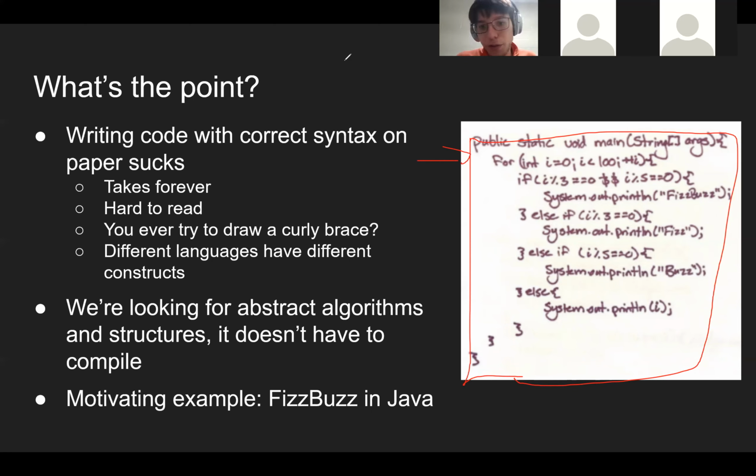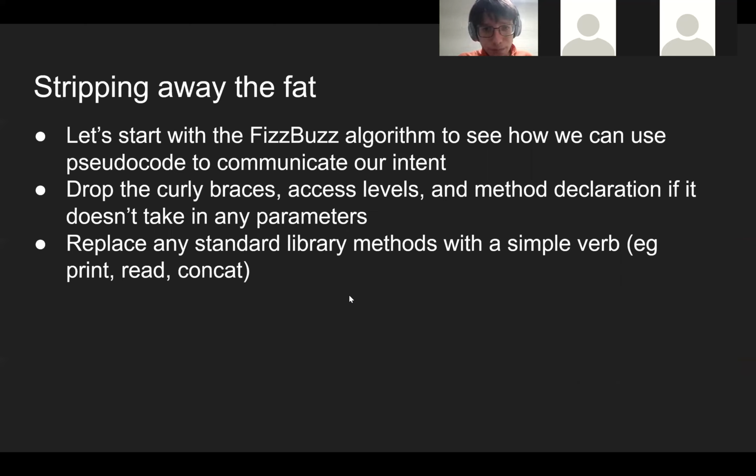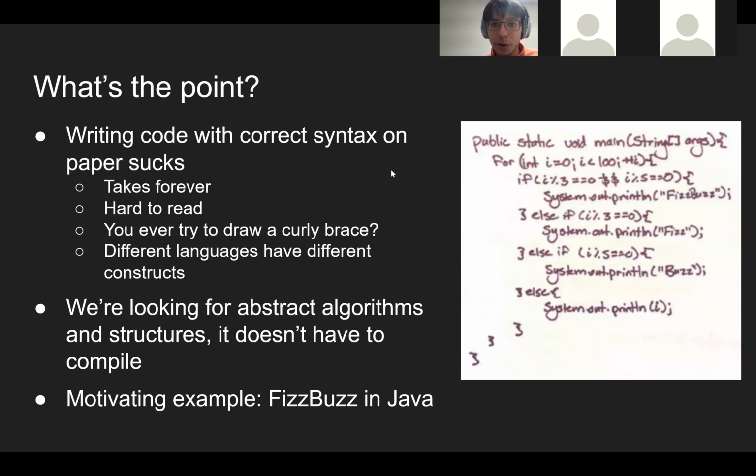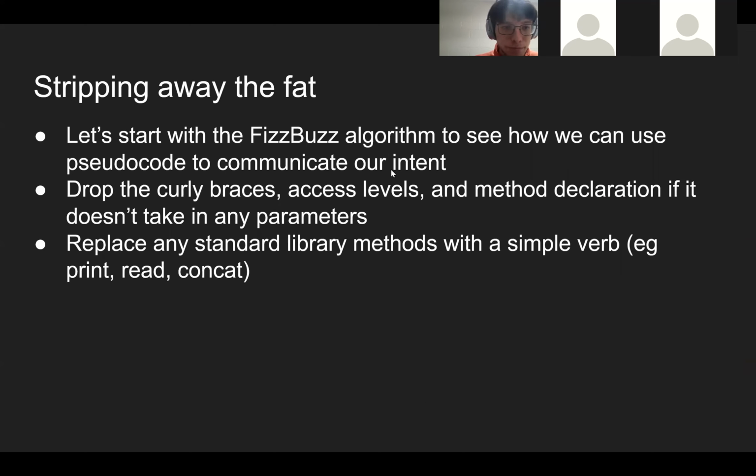But for FizzBuzz in particular, we can make it better. We can make it more readable, so it's better for pseudocode. So how can we write pseudocode to be more clear? Well, you don't necessarily need curly braces in pseudocode. You can just use indents. And so that's one thing.